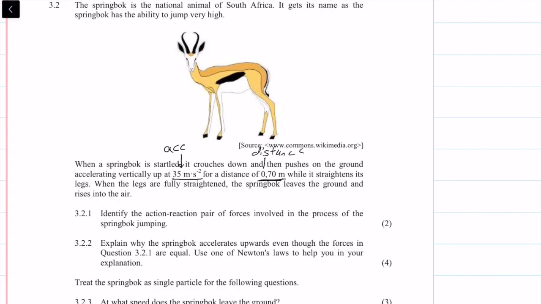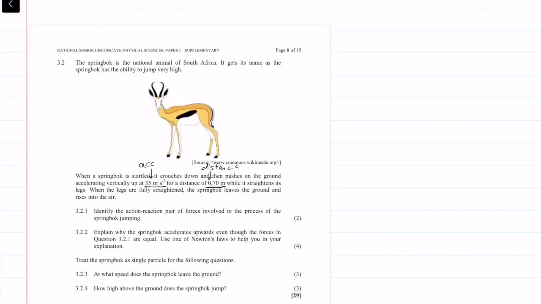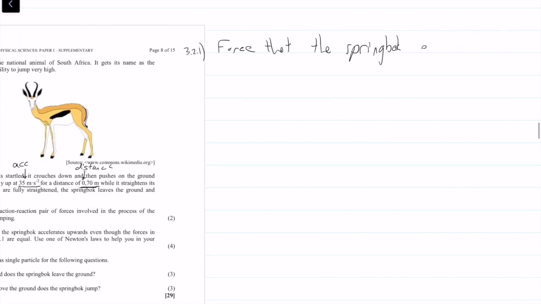Okay, when it straightens its legs. When the legs are fully straightened, the springbok leaves the ground and rises into the air. Okay, so question 3.2.1 says identify the action-reaction pair of forces involved in the process of the springbok jumping. Okay, so obviously when the springbok jumps, the springbok exerts a force on the ground. So one of the forces is the force that the springbok exerts on the ground.